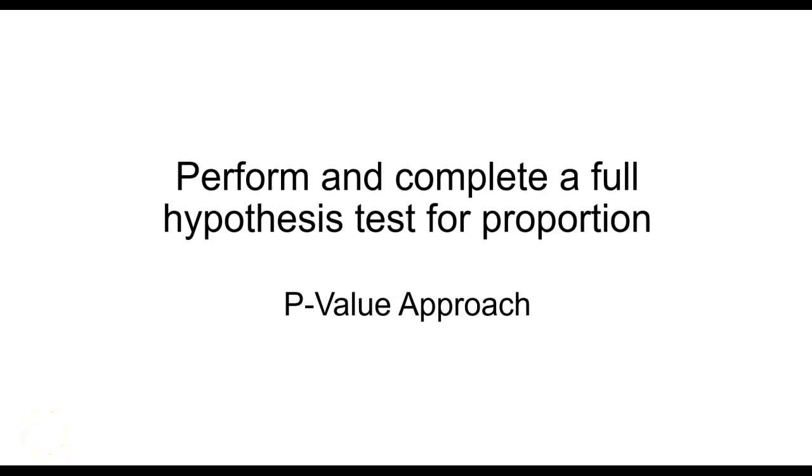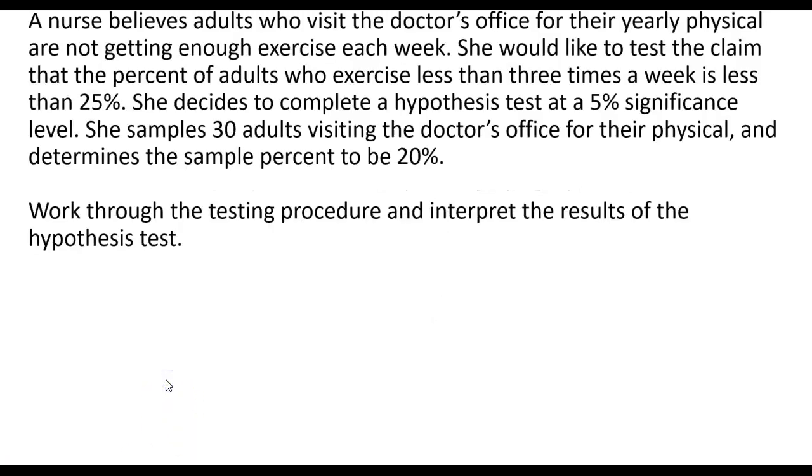Perform and complete a full hypothesis test for proportion using the p-value approach. A nurse believes adults who visit the doctor's office for their yearly physical are not getting enough exercise each week. She would like to test the claim that the percent of adults who exercise less than 3 times a week is less than 25%. She decides to complete a hypothesis test at a 5% significance level. She samples 30 adults visiting the doctor's office for their physical and determines the sample percent to be 20%. Work through the testing procedure and interpret the results of the hypothesis test.